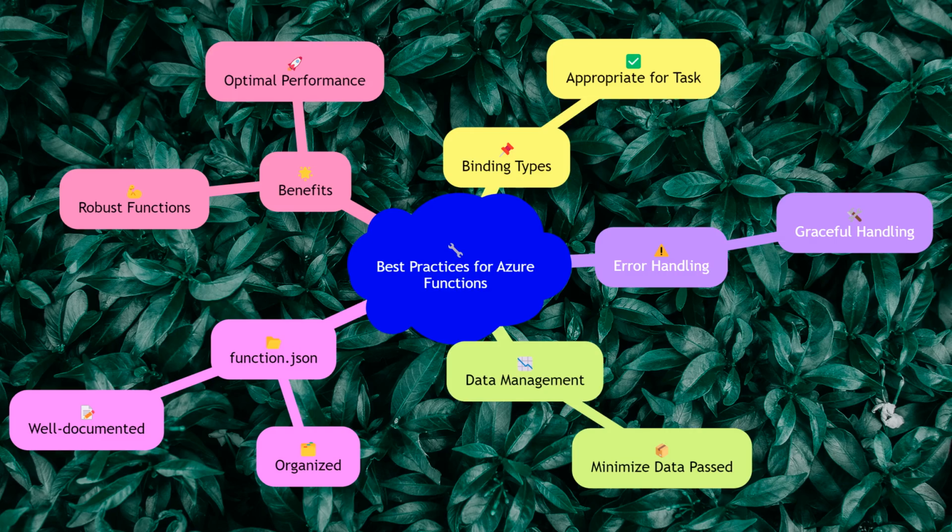When using bindings in Azure Functions, it's important to follow best practices to ensure optimal performance and maintainability. This includes using the appropriate binding types for the task, minimizing the amount of data passed through bindings, and handling errors gracefully. Additionally, it's important to keep the function.json file organized and well-documented, making it easier to understand and update the bindings as needed. Following these best practices can help create robust and efficient Azure functions.